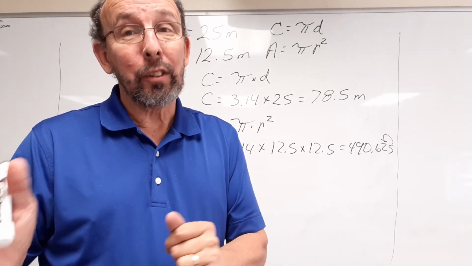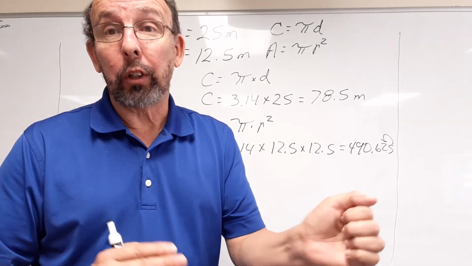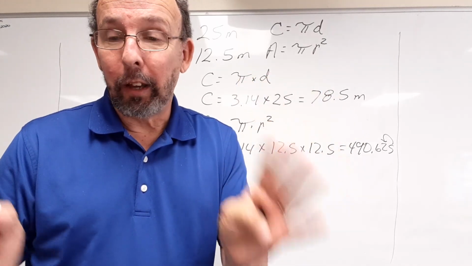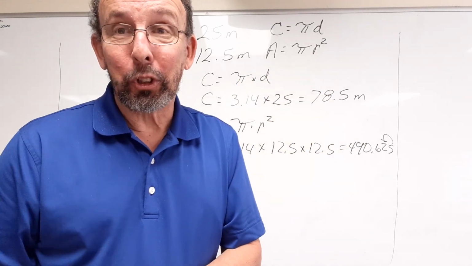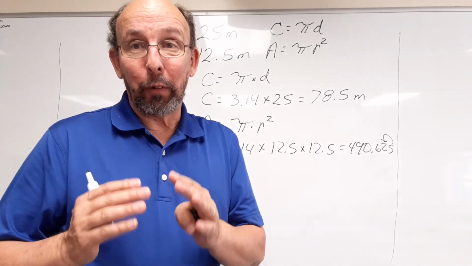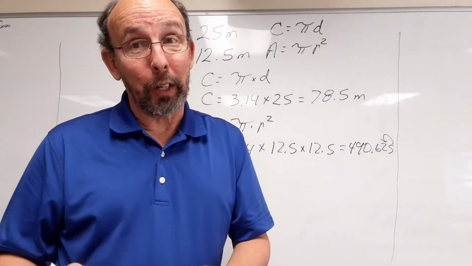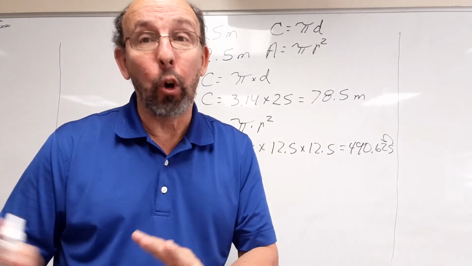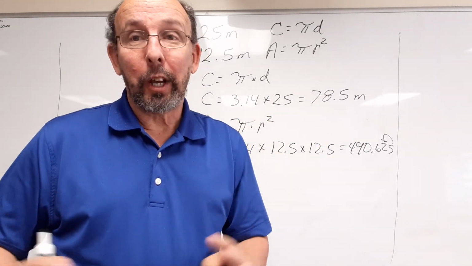Oh, I didn't square the radius. I took it times 2. That's your mistake. That's a red flag. If your area is the same as your circumference, you're multiplying the radius times 2 instead of squaring the radius. Okay. Red flag. I've seen that as I'm looking at the homework. A lot of those kind of issues.